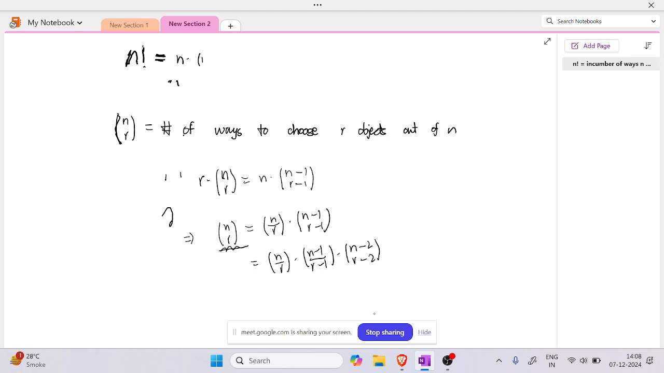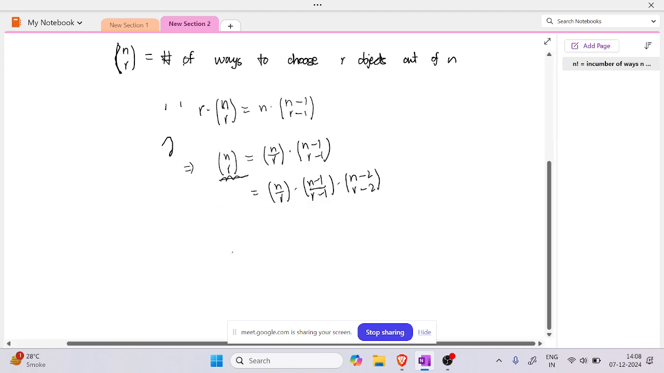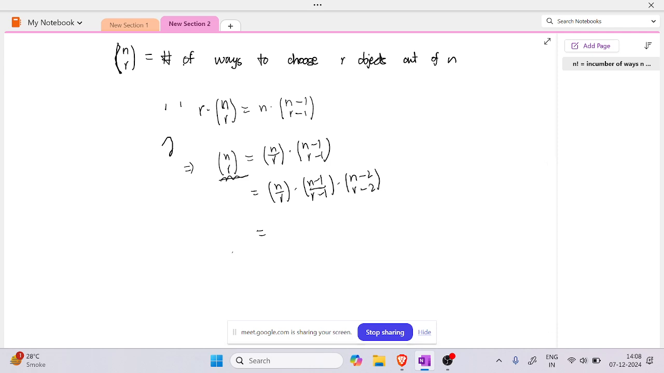and so on. And at some point you will reach r equals 0, and the number of ways to choose 0 objects out of anything is 1, because it's just choosing nothing. Choosing nothing is also choosing something. So basically n times n minus 1 and so on until n minus r plus 1, because when the lower term becomes 0, this will be n minus r, so you will have an n minus r plus 1 before that.